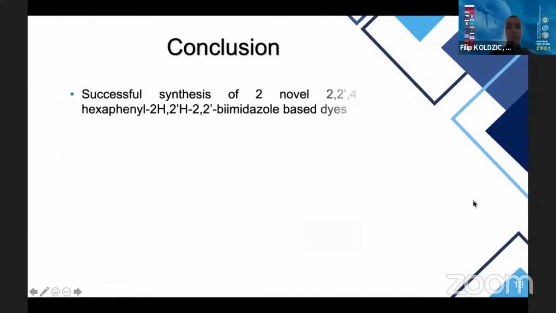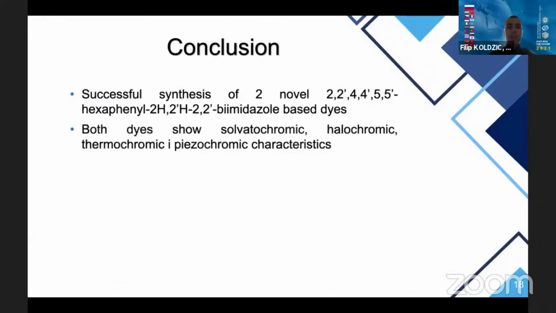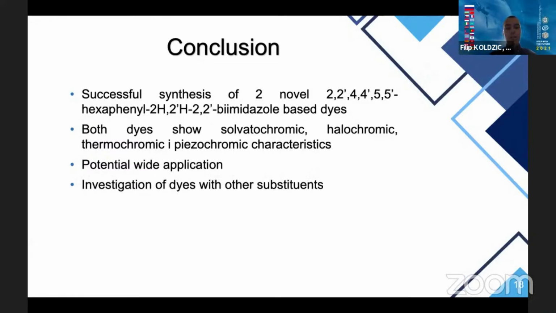And to conclude, in this research, 2 novel biimidazole-based dyes were successfully synthesized, and both of them showed solvatochromic, halochromic, thermochromic, and piezochromic characteristics, which suggests that they have various potential applications, for example, in making photographs, designing solar cells, etc.